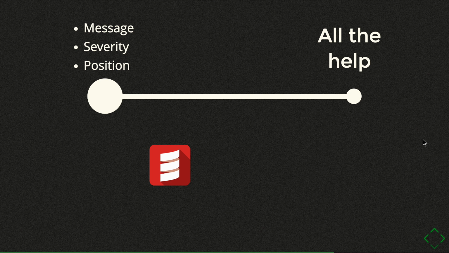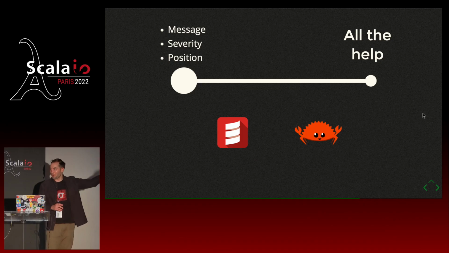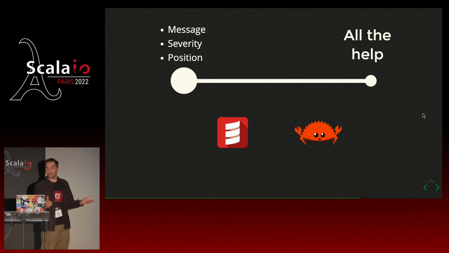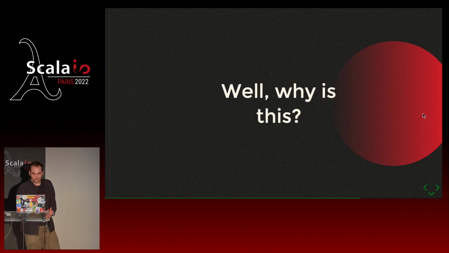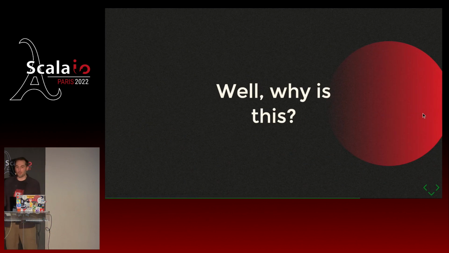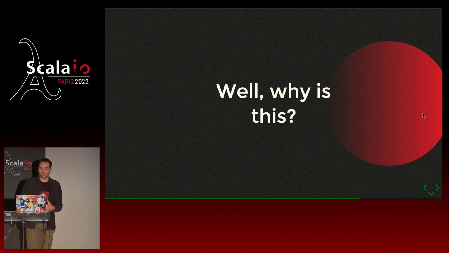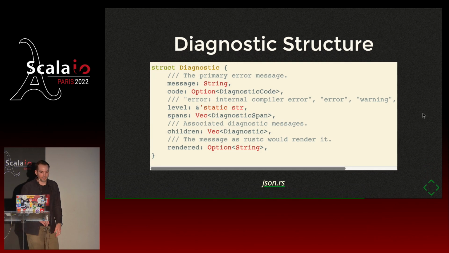So if this is our scale again, and that's where we have Scala, I would more or less put Rust a little bit more on the other side of all the help. Still not everything, but until something can code fully for us, I don't think we'll get there. Well, why is this? Why does Rust do a better job with this? Why doesn't this happen in Scala is what you might be asking.